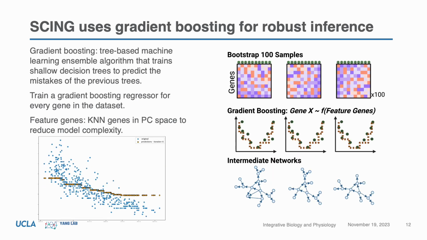The network inference is performed using gradient boosting, which is a tree-based machine learning algorithm, which trains shallow decision trees in an iterative manner, where each decision tree is trained to predict the errors of the previous ensemble of decision trees. That way, as you continue to add decision trees to your final regression model, you're more closely approximating the target variable. So we train a gradient boosting regressor on every gene in our data set. We limit the feature genes used in each regressor using a k-nearest neighbor approach in the cell principal component space, and this reduces the model complexity when building these networks.